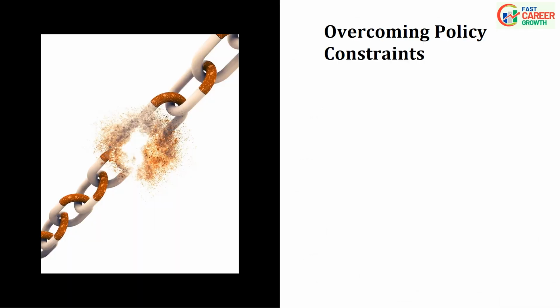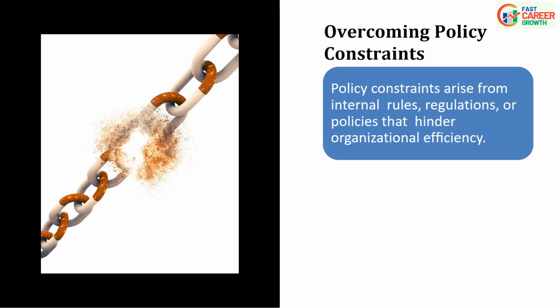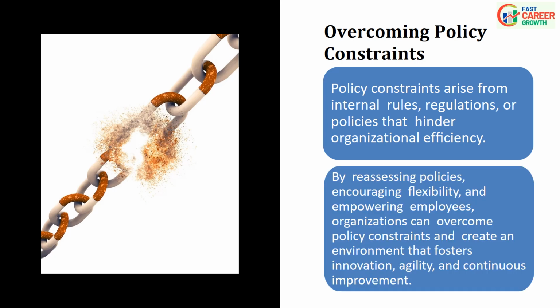Next is overcoming policy constraints. Policy constraints arise from internal rules, regulations, or policies that hinder organizational efficiency. By reassessing policies, encouraging flexibility, and empowering employees, organizations can overcome policy constraints and create an environment that fosters innovation, agility, and continuous improvement.